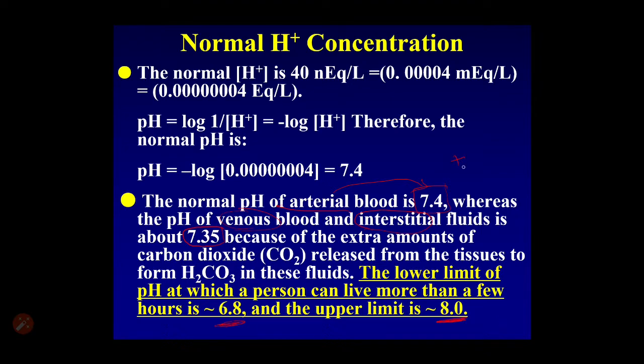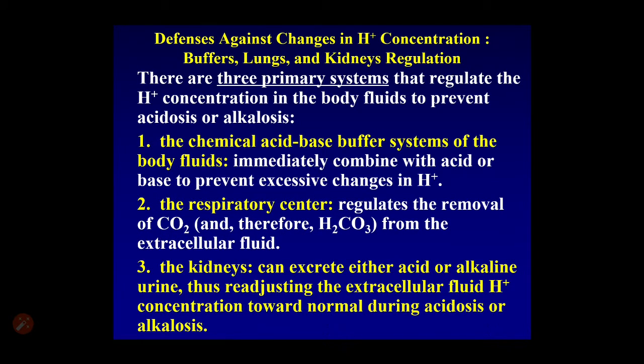Okay, so there are, as we mentioned, 3 primary systems that help me regulate the H plus in my body fluid. These are the chemical acid-base buffers that we have in the body fluids themselves. And these are kind of the first line of defense. So some of these buffers combine right away with H plus to neutralize it if it goes up. And then I have the respiratory center, which is stimulated by PCO2.